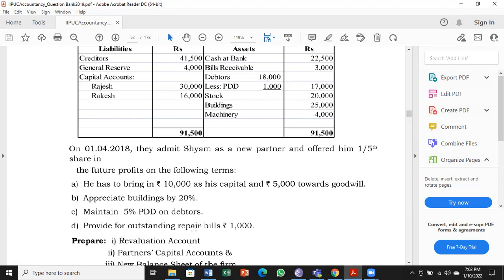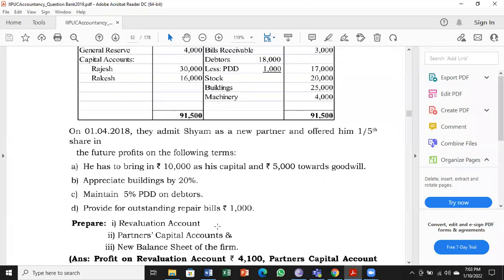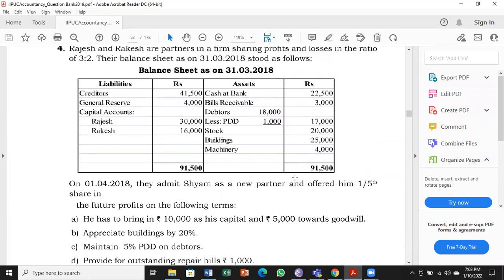Next, provide for outstanding repair bills 1,000. So prepare the revaluation account, partners' capital accounts, and a new balance sheet of the firm. So this is the problem given. Only 3 adjustments are connected to revaluation, that is adjustments B, C, and D, only 3. Adjustment A will come in partners' capital accounts, then in the cash account. So let me get into the problem working.